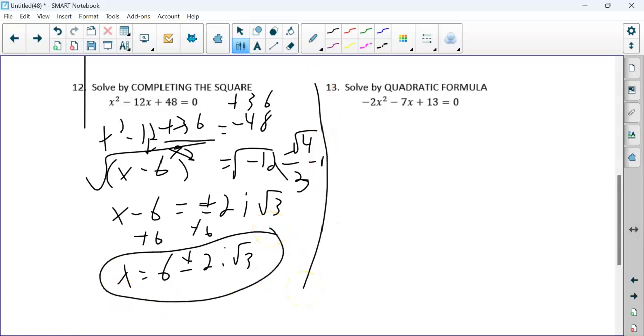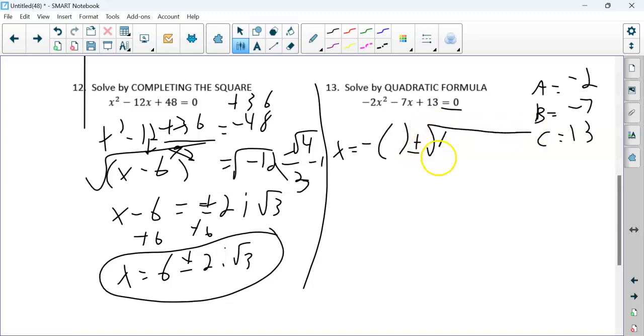Last but not least, it's set equal to 0, which means we're ready to start. a is negative 2. Be careful with the negatives. b is negative 7, and c is 13. Remember, I suggest you do this. x equals the opposite of b, plus or minus the square root of b squared minus 4ac all over 2a. Then plug in your numbers.